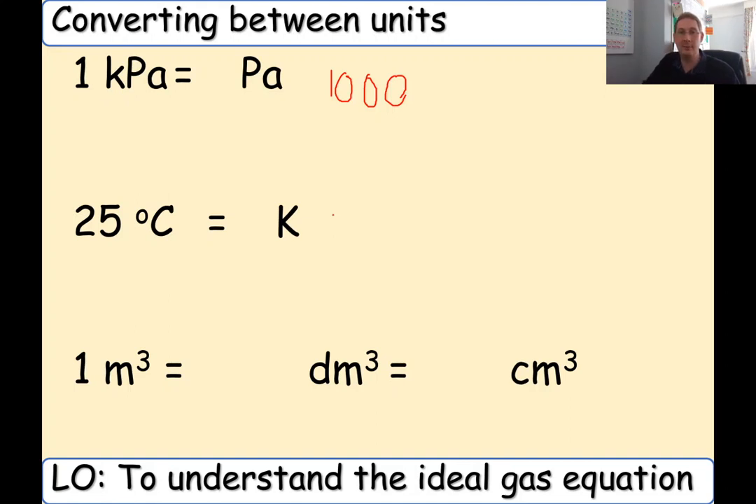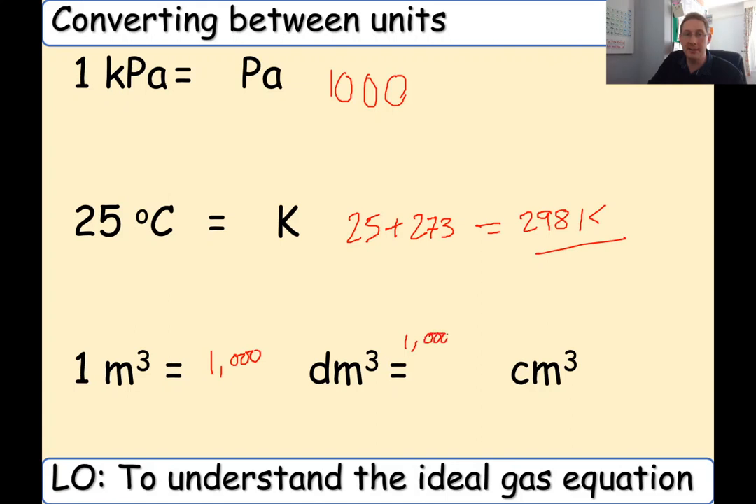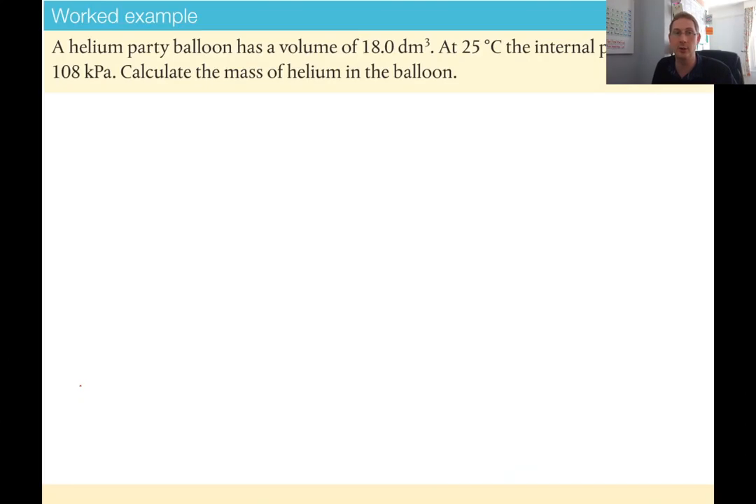To convert Celsius into Kelvin, you add 273, which in this case would be 298 Kelvin, a number that should look quite familiar to you. 1 meter cubed is 1,000 decimeters cubed, which is 1 million centimeters cubed. And again, people really are not converting centimeters cubed properly all the way back into meters cubed, so do watch out for that. If you get that right, ideal gas questions are actually fairly straightforward.